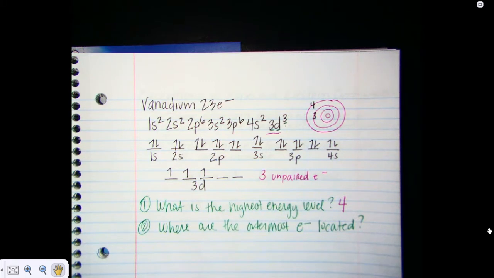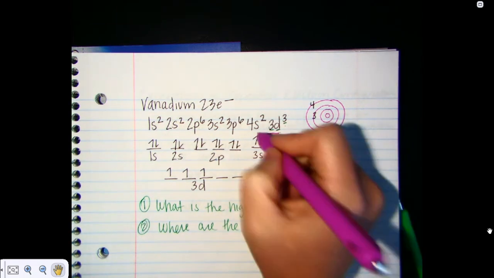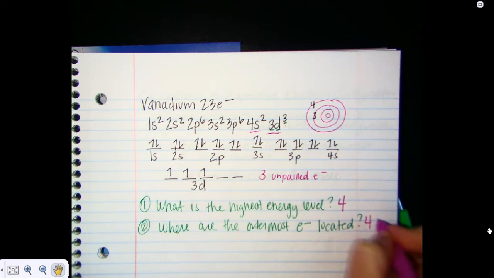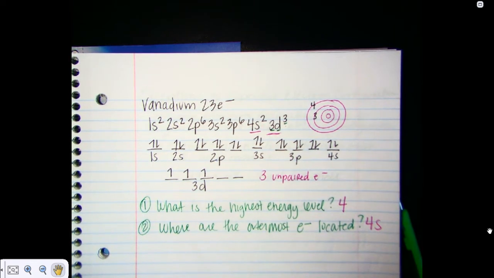Where are they located? Well, shouldn't the outermost electrons be the ones in the highest energy level? And in this case, if the highest energy level is 4, wouldn't the outermost electrons be the 4s electrons? Would make sense. Okay.